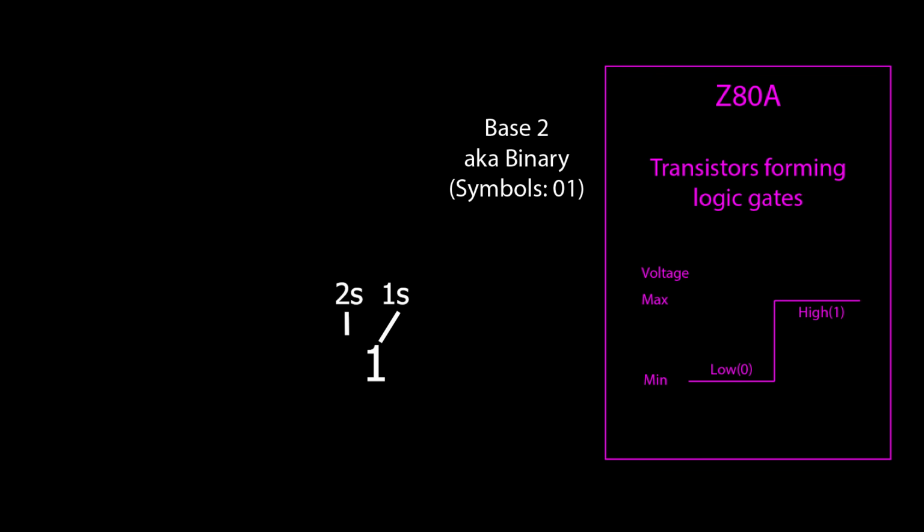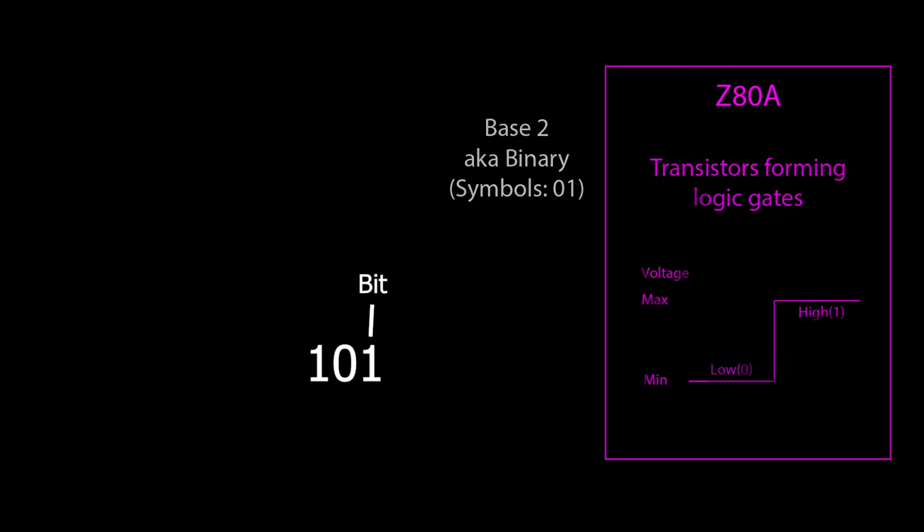So the Z80 can now continue counting by setting the 2's place to 1 and setting the 1's place back to 0. Then counting continues to 1, 1, and now we have to add another place, which will be 2 multiplied by 2, giving us 4. Now we go to 1, 0, 0, then 1, 0, 1, and so on. Just as each of our number places is a decimal digit, each of the number places on the Z80 is a binary digit, more commonly shortened to bit.